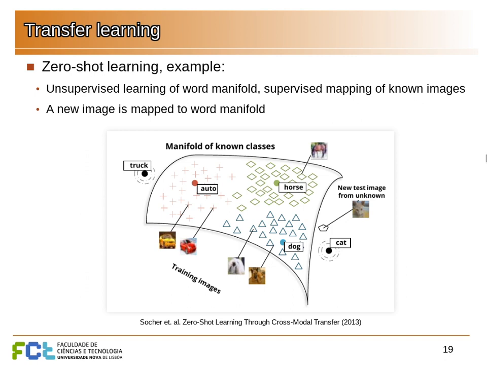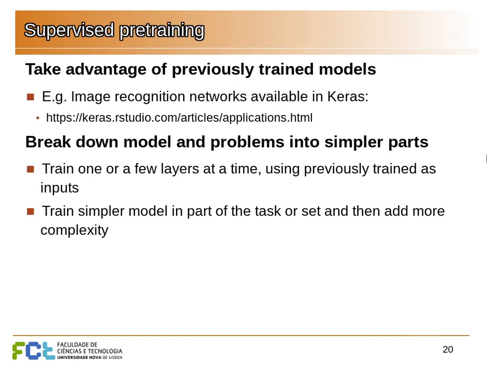If we have a new test image from some class that was not present in this mapping, when you use the same network, it can still lead to the right place in the manifold. It's just pointing to a new word that corresponds to the new class that we're getting here. So this is an example of zero-shot learning, because now we are classifying images in classes that we never used before, just because we can map the image to the right words that classify the image. So this is an example of combining learning from different domains.